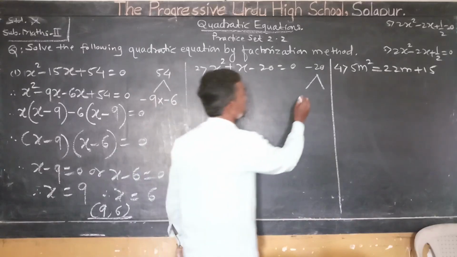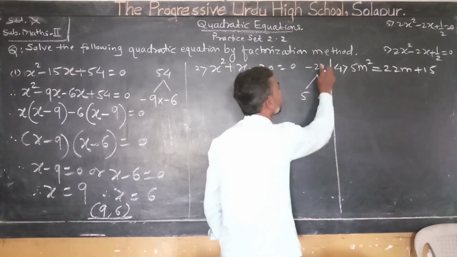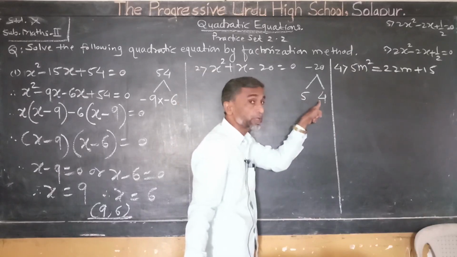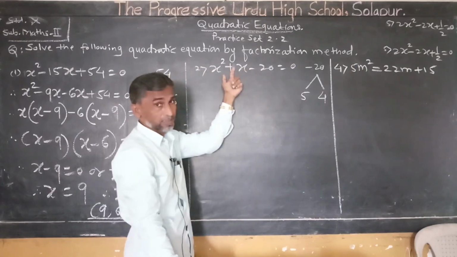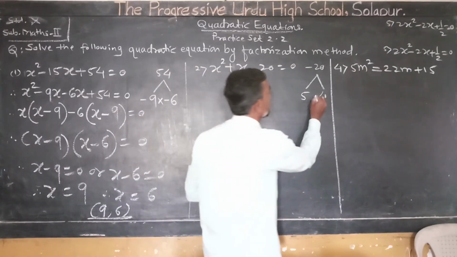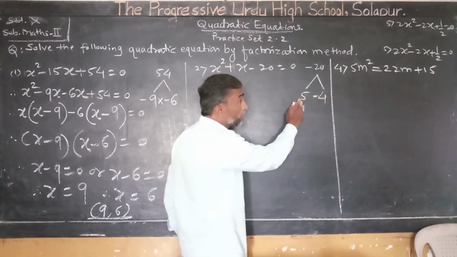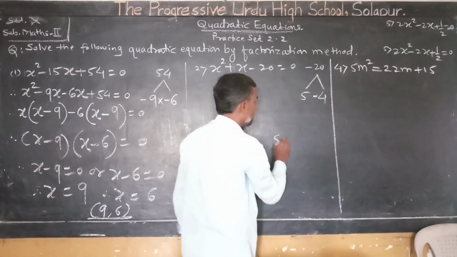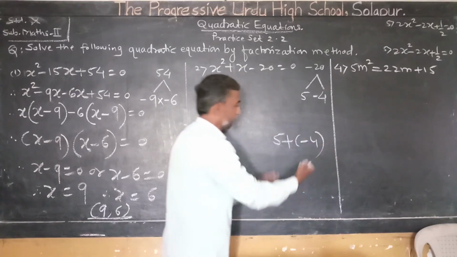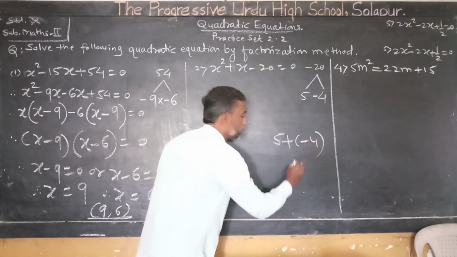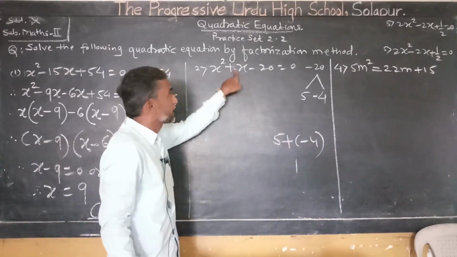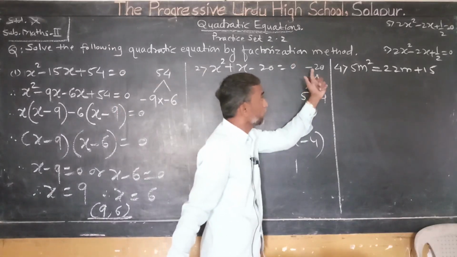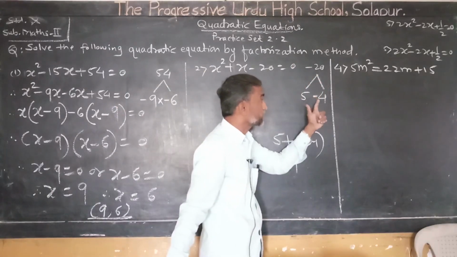So make the factors. 5 fours are 20, but we want minus 20. So either 5 should be negative or 4 should be negative. But we want plus 1 as the linear coefficient. Therefore give the minus sign to the smaller one, because 5 into minus 4 gives minus 20. If you add these two, 5 plus minus 4, as the signs are different, do the subtraction. 5 minus 4 is 1, with the sign of the greater number. So you will get 1, which is the linear coefficient. So the factors of minus 20 will be minus 4 and 5.